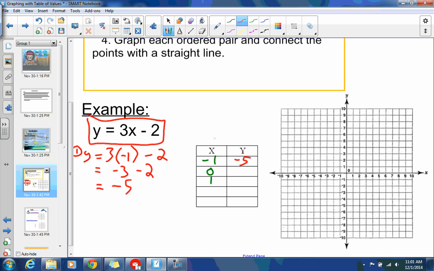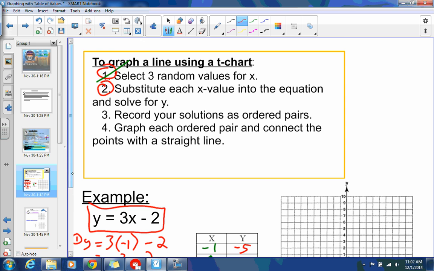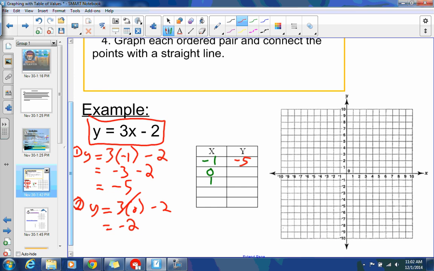Remember, we have to do 3, so we picked 0 as our next one. So we'll plug in 0. We have y equals 3 times 0 minus 2. Now this is nice because 3 times 0 is simply 0. That cancels out and you have y equals -2. So -2 goes right there.